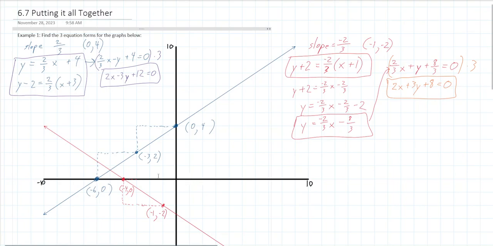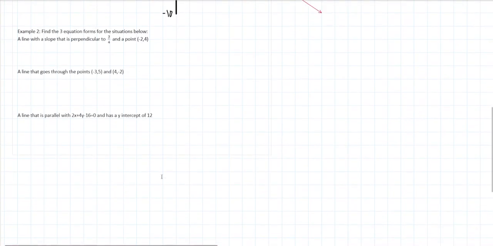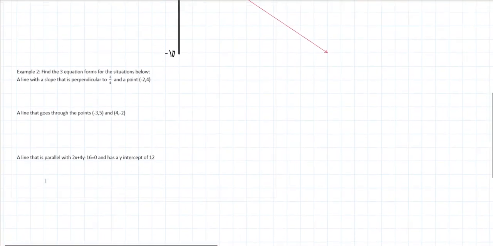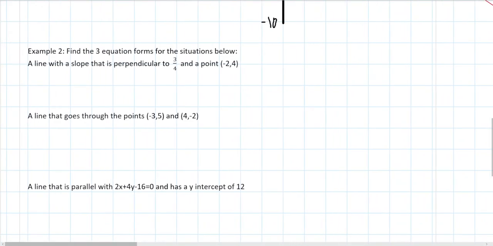Alright, so we should be able to go from the graph to any one of the 3 different forms with a little bit of work. Here are 3 more types of questions that you could possibly see. There's an infinite number of different ways of wording this, but here are some of the different ways you could see this question.